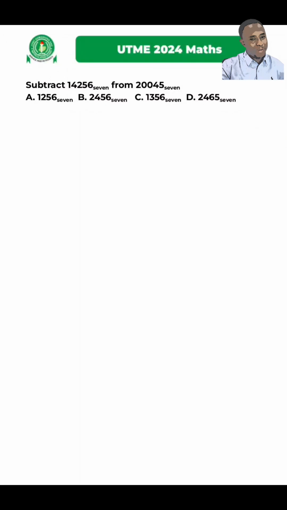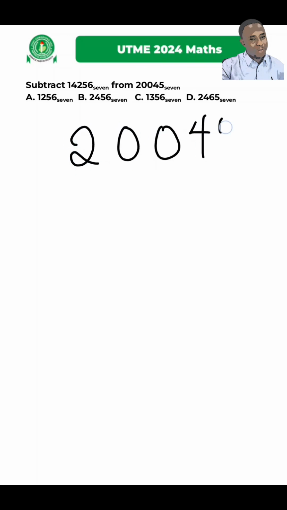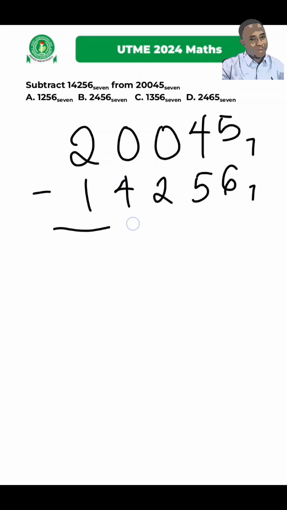Question 29. Subtract 14256 base 7 from 20045 base 7. So I have 20045, that's definitely going to be on top, base 7, minus 14256 base 7. Of course, 6 cannot be removed from 5, so we have to borrow. But this time, remember that we're working with base 7, so you are definitely borrowing 7.